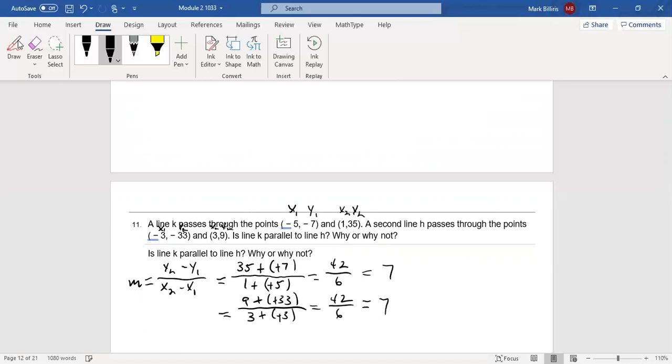So are these lines parallel? Yes. Why? Because they're exactly the same. If they're not the same, if one were positive and one were negative, then they would not be parallel lines.